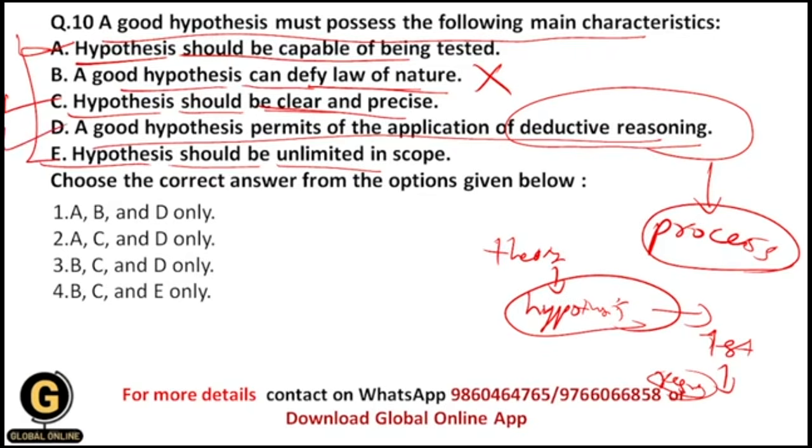And the last one is incorrect, because a hypothesis should be limited in scope. It should not have unlimited scope. That's why your correct answer should be 2, that is A, C and D only, because A, C, D are the options which are the main characteristics of a good hypothesis.